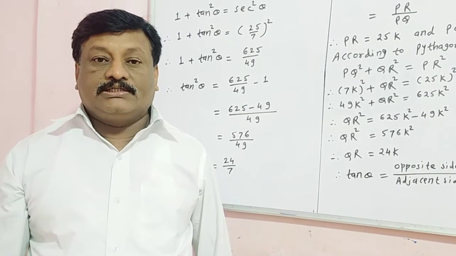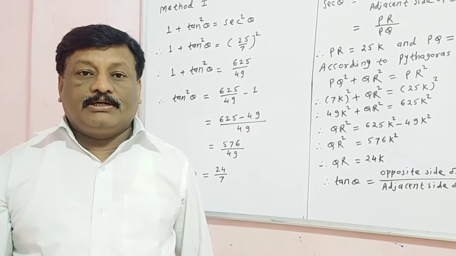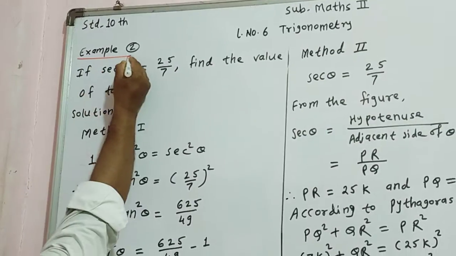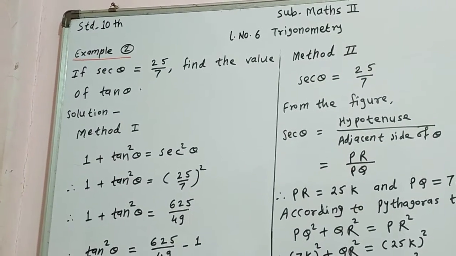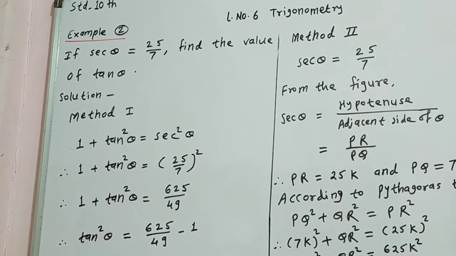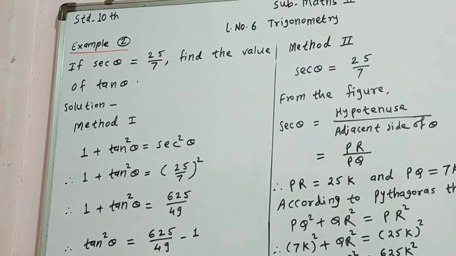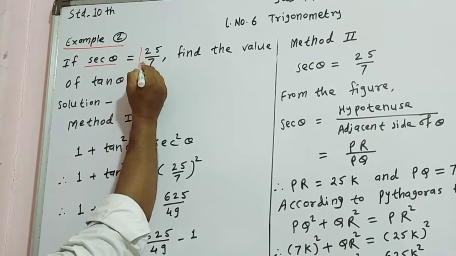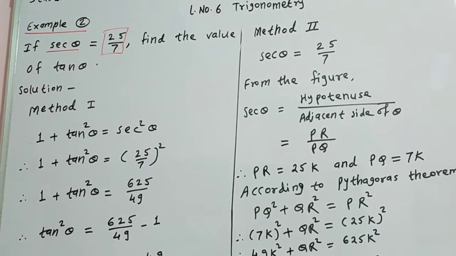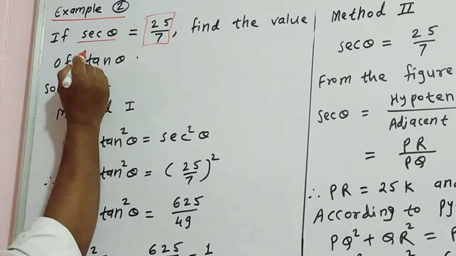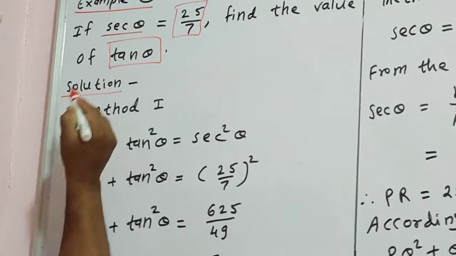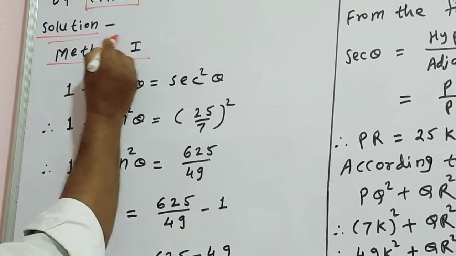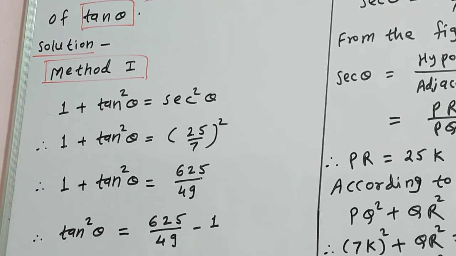Now we will solve one example by using the fundamental trigonometric identity. Second example. Before this example, in the last video we have seen the first example. If sec theta is equal to 25 upon 7, then find the value of tan theta. Here we have two methods. The first method is by using the fundamental identity.